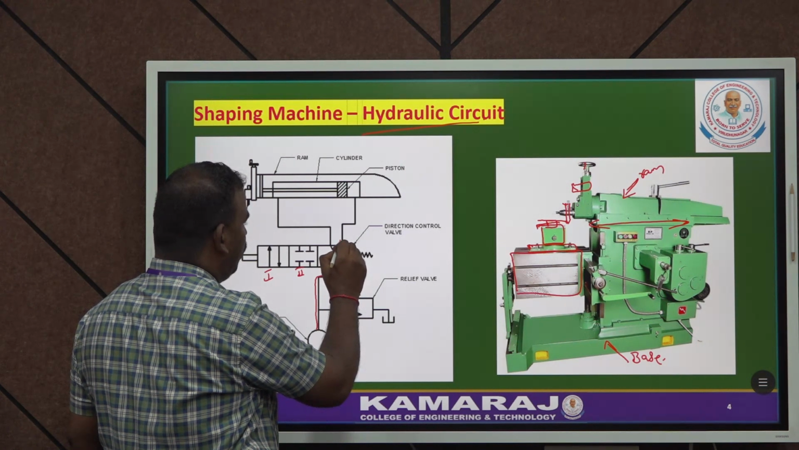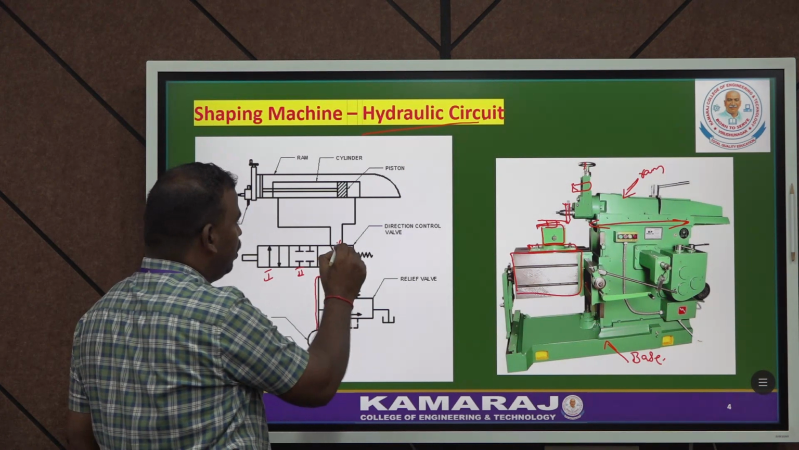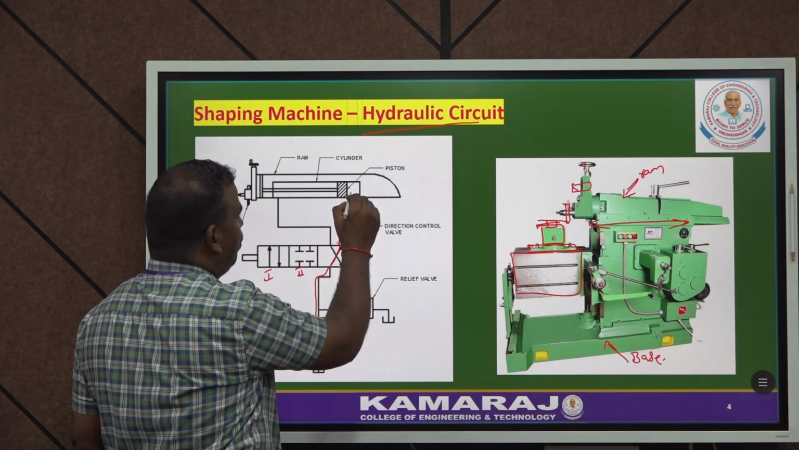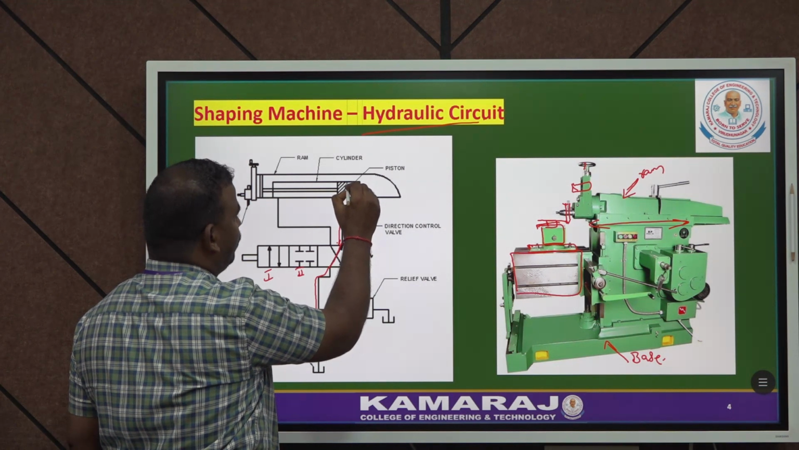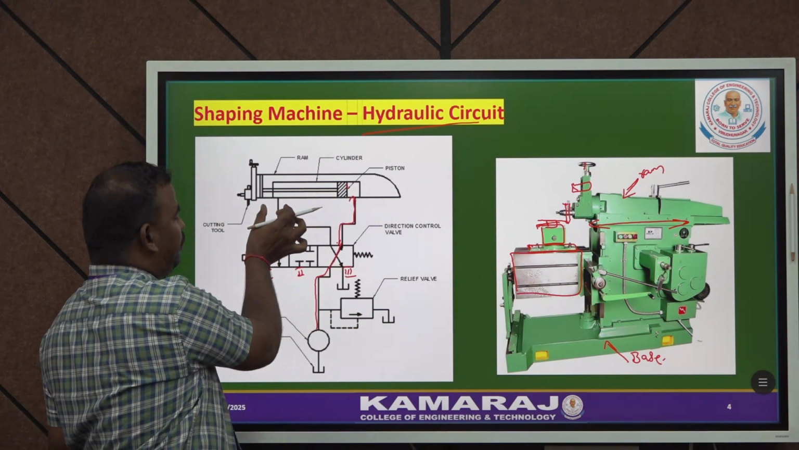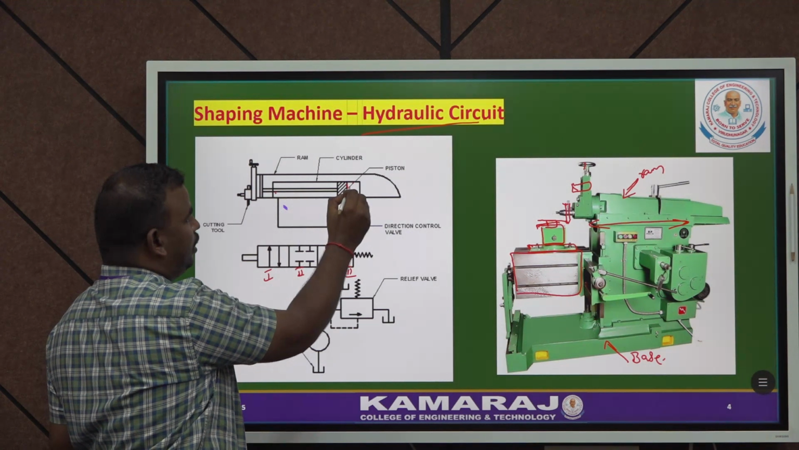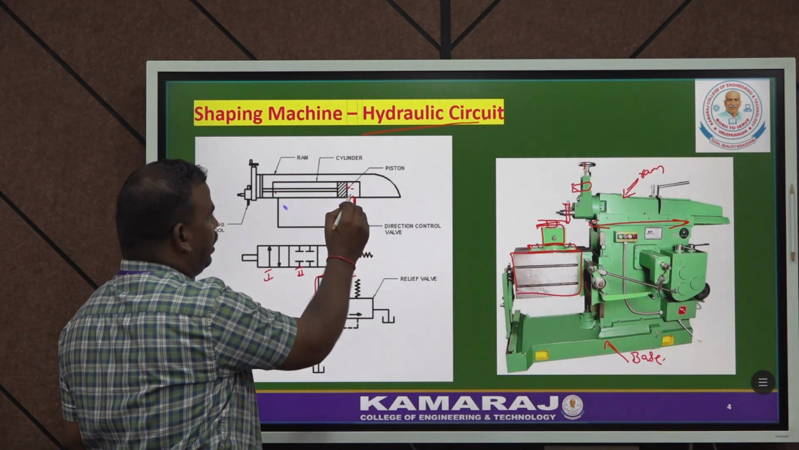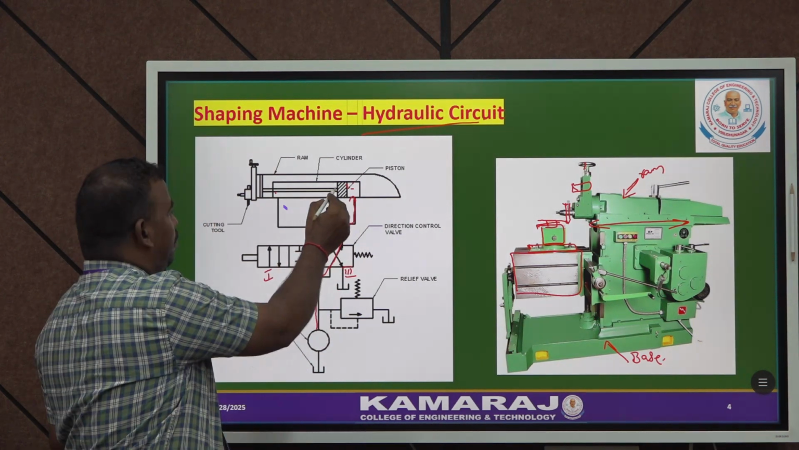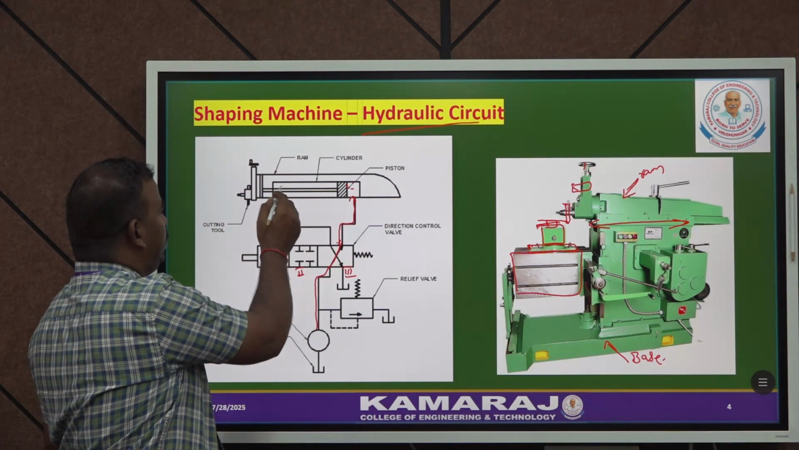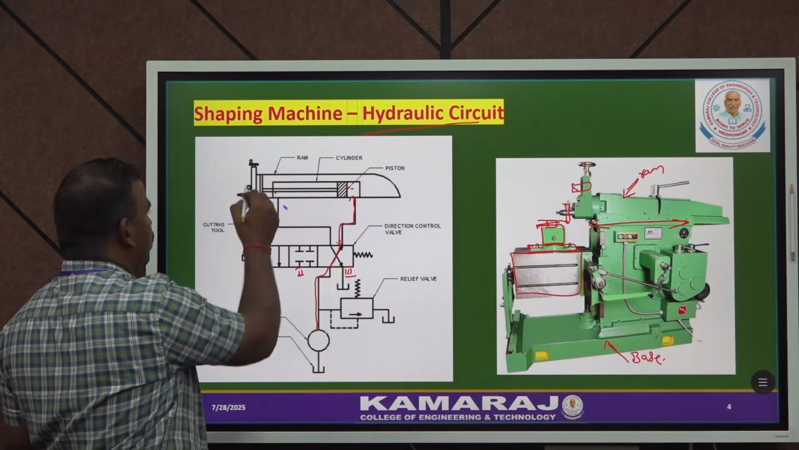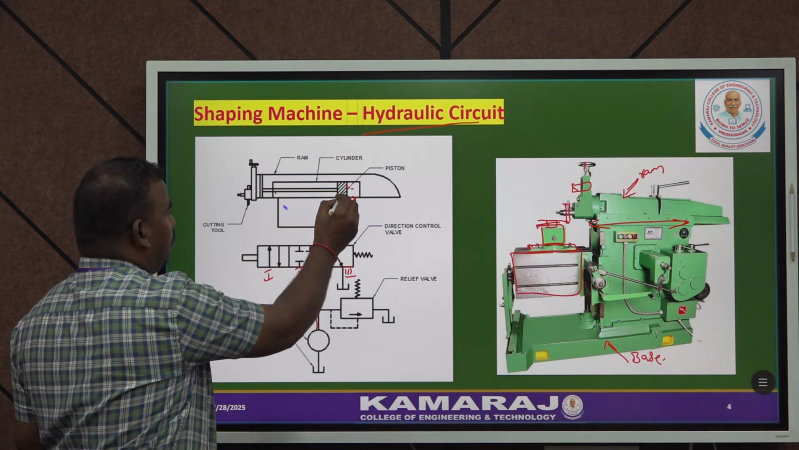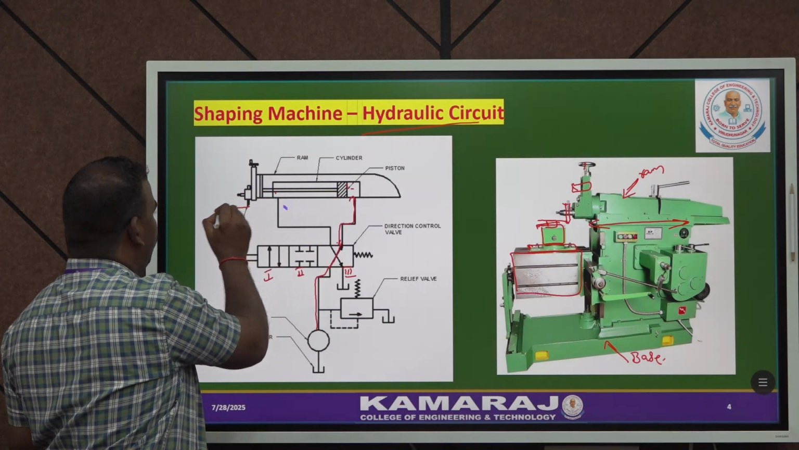Once the oil flows through the third position, the oil enters the blind end of the double acting cylinder. This is the rod end side, and this is the blind end side. Once the oil flows into the blind end of the double acting cylinder, the piston moves. The piston is connected to the tool head, and the tool is fixed in the tool head. So the tool automatically moves in the forward direction.